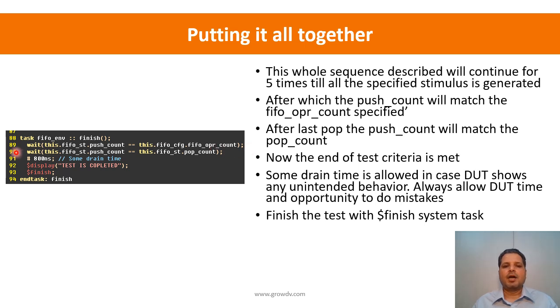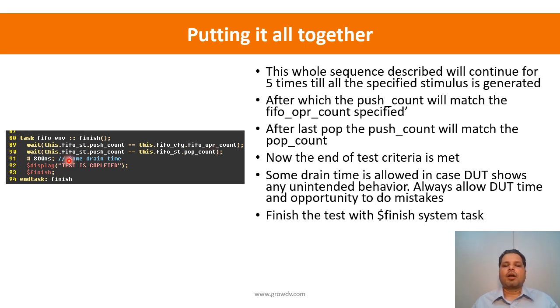So once this matches, it means that the expected number of push operations have been generated from the generator, right? The next step, on line number 90, we are checking that the FIFO state push count is matching the FIFO state pop count, which means that all the responses from the DUT have shown up, right? So all the stimulus has been generated and all the expected responses have been seen by the test bench. This is the fundamental of any verification process, that you want to generate the stimulus and you want to check the response of the DUT, right?